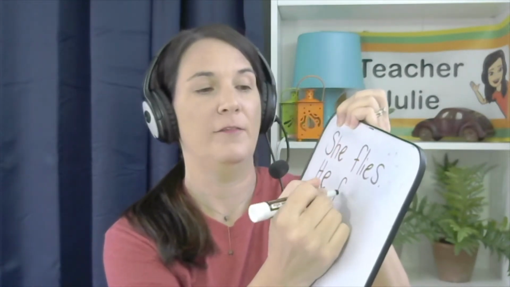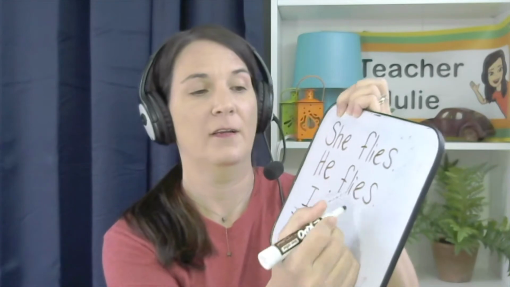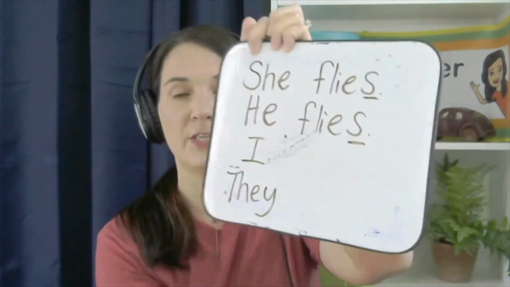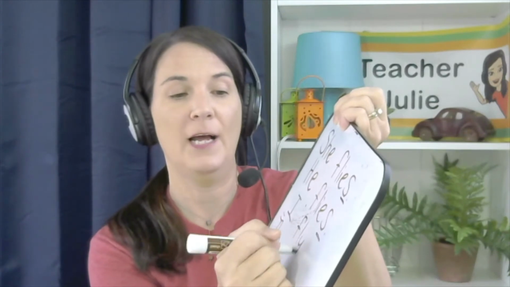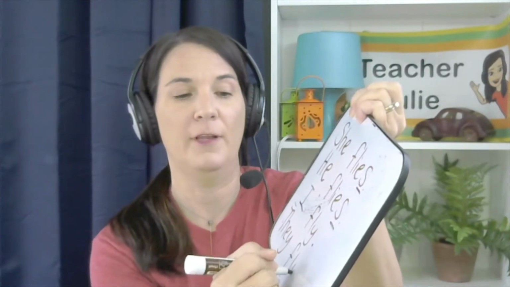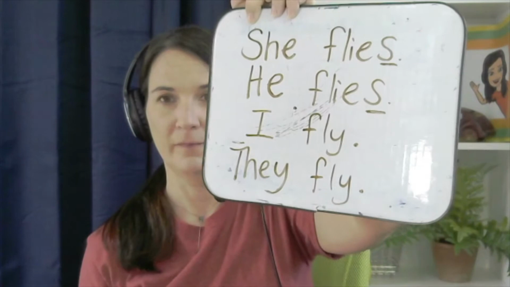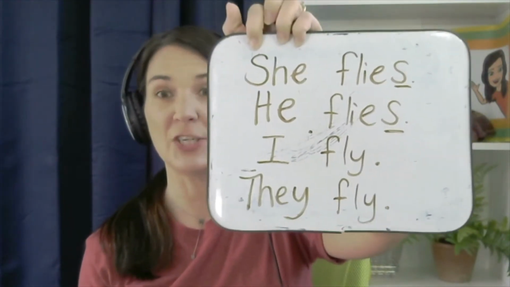She flies. He flies. Again, you might want to draw attention to the S at the end for he and she. I fly. They fly. This is just going to be like a cheat sheet for when they need help. So then you are going to ask the question: Who flies a kite?